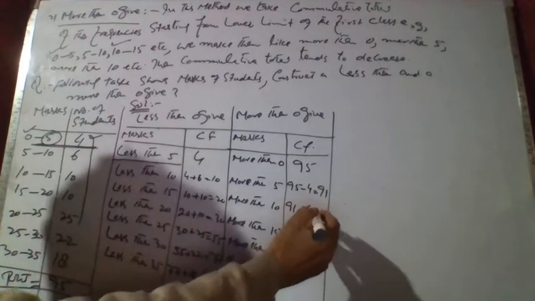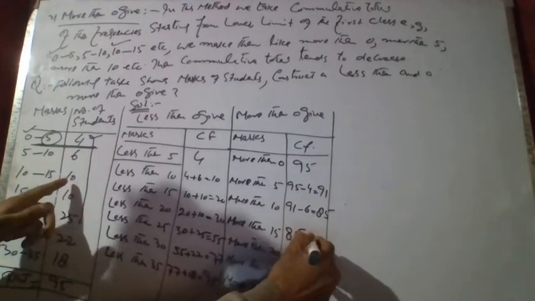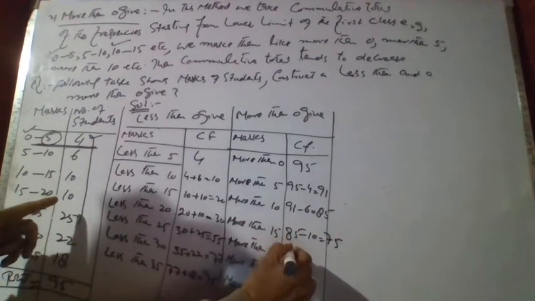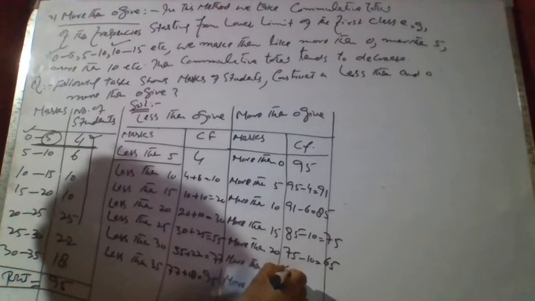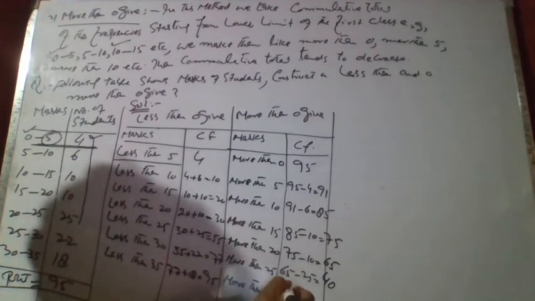91 माइनस 6, 85 है। इसी तरह 85 माइनस 10 हो गया 75। 75 माइनस 10 हो गया 65, 65 माइनस 25, 40। इसी तरह 40 माइनस 22 हो गया 18। इसी तरह हमें मोर देन 35 लिखना है, 18 माइनस 18, दैट इज 0.